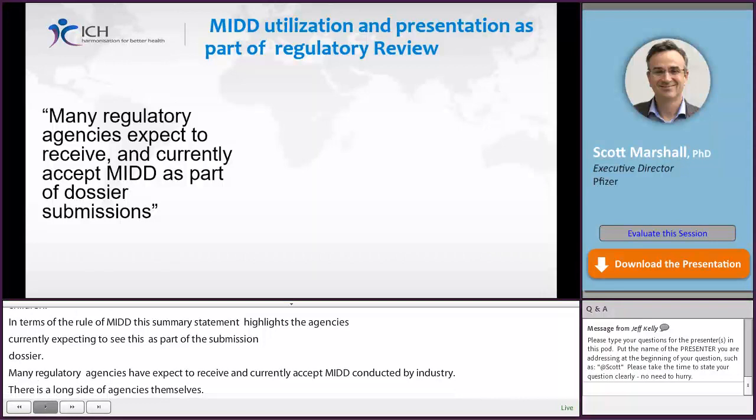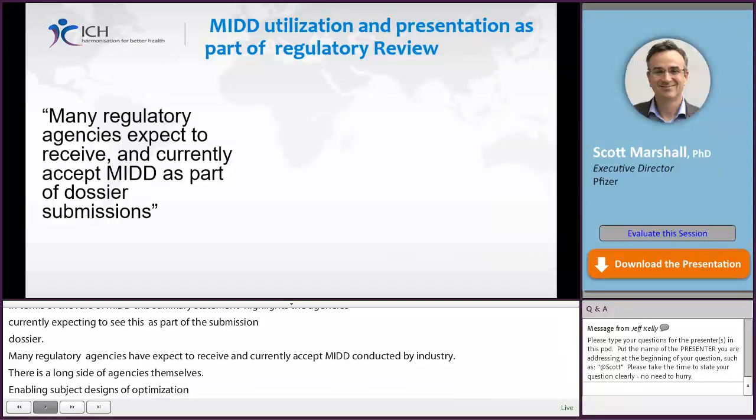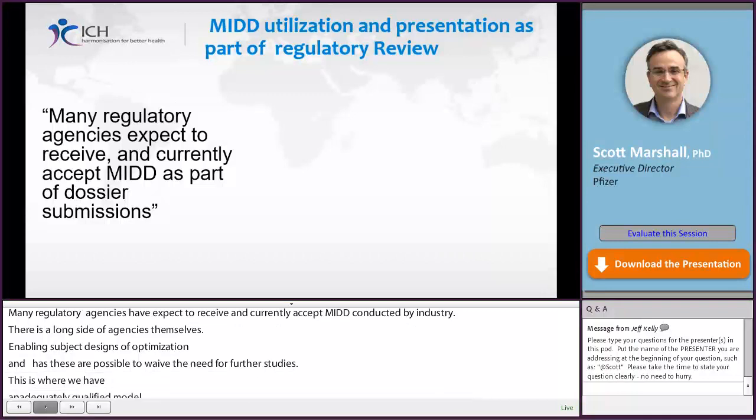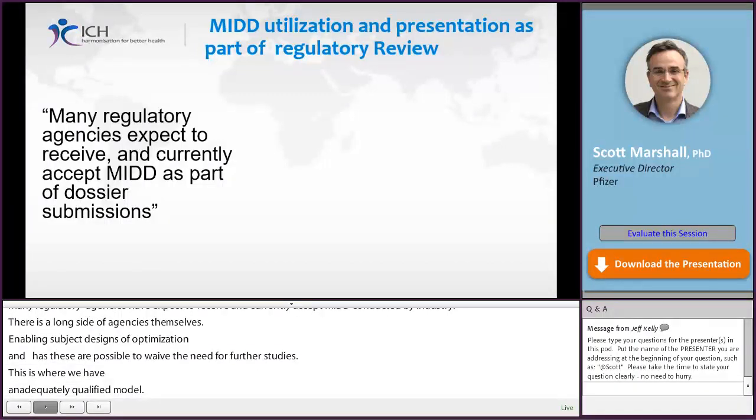In some instances, based upon the integration of available evidence and the subsequent simulation using MIDD approaches, it's been possible to waive the need for further studies. And this is where we have an adequately qualified model, and the context of use means that the benefit to the patient for using MIDD evidence outweighs that of having to run additional trials.